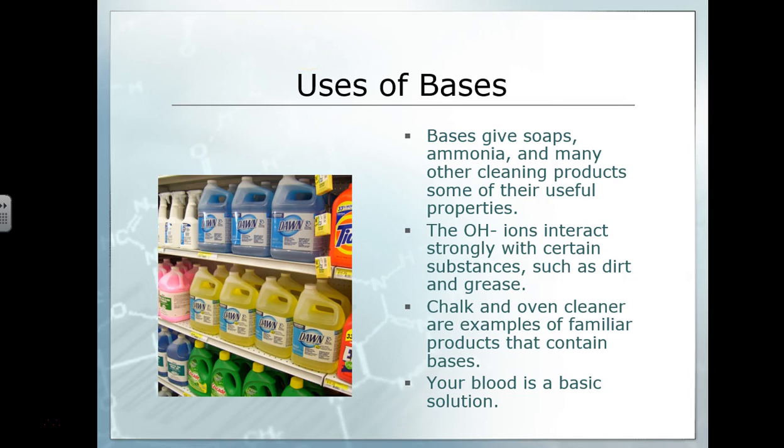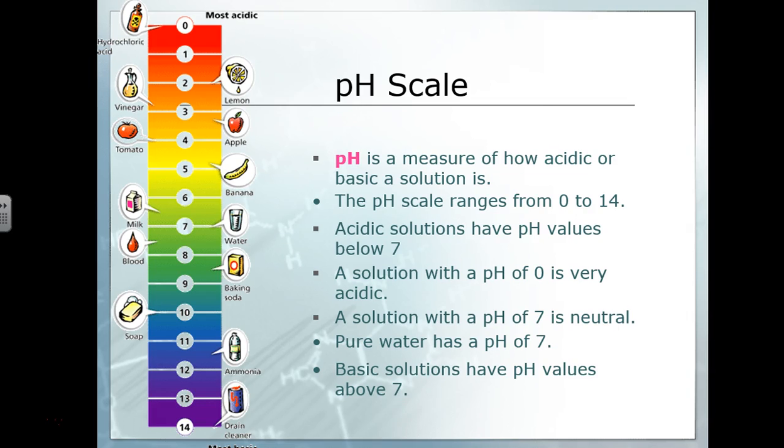So some of the uses, a lot of the bases that you use in your home, you're cleaning with. So things like soaps or ammonia or other cleaning products. Most of the bases react really strongly with grease or dirt, and so that's why they're used as cleaners. Chalk and oven cleaners are other examples, and if you look around at things that you're cleaning with, you will see that they're basic. Also, your blood is basic, slightly basic, and that has to do with the chemical reaction that allows it to carry iron.